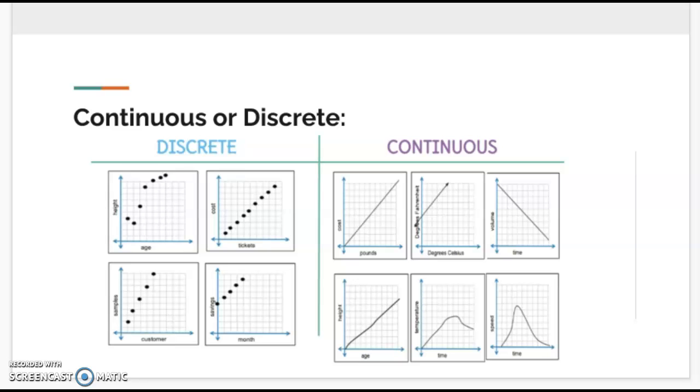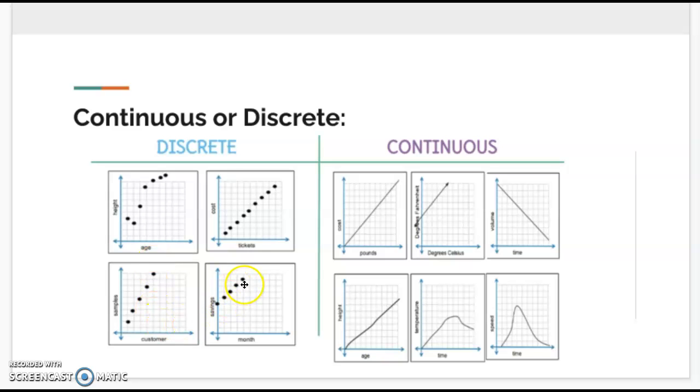The next one is continuous or discrete. This, like the shape, is very easy. A continuous graph means it forms an actual line, whether that line is straight, whether that line starts and stops, whether that line is curved. As long as it is a solid line, it is continuous. If you have a discrete graph, that means you just have a bunch of random points.